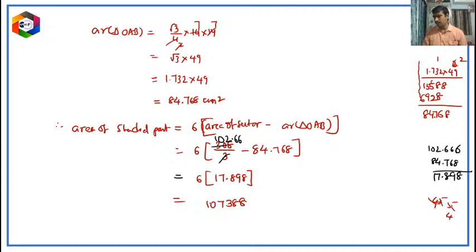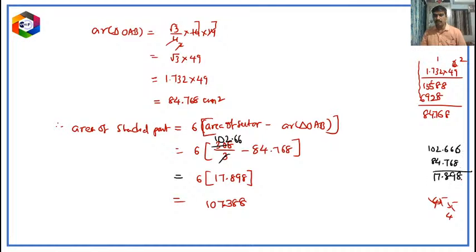So which is equal to 107.388. Did anybody calculate this value? So the area will be 107 or 106 point something. So this is 102.16, this is 66 minus 84.768, this is 1.732 into 49.